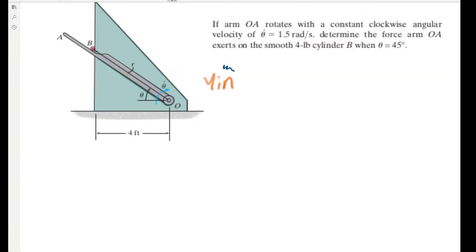Okay, so it says if the arm rotates with a constant clockwise angular velocity, determine the force on the arm OA. This is the arm right here. Determine the force arm OA exerts on the smooth 4-pound cylinder when this angle is 45 degrees.